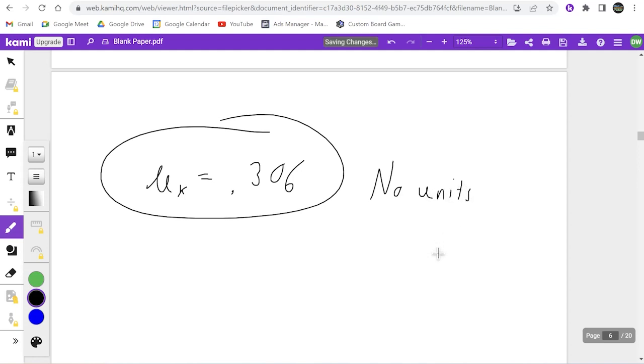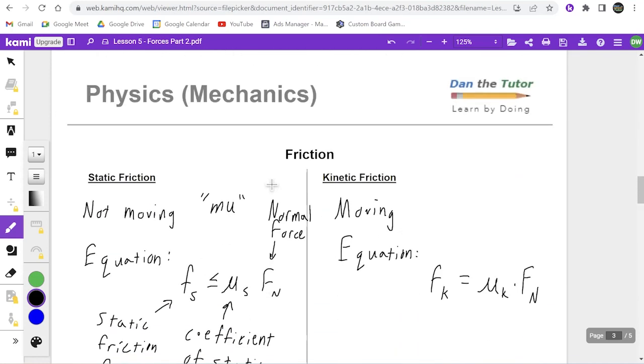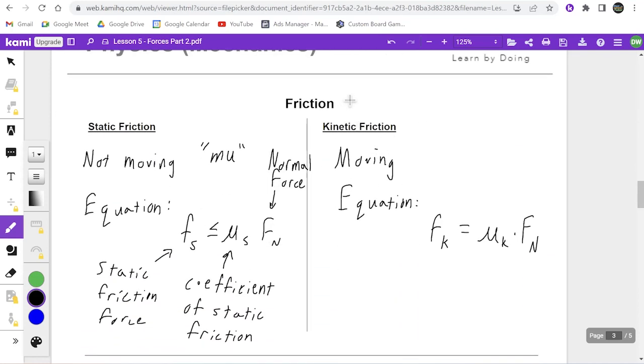And there's a reason why. Basically, it's newtons over newtons, and the newtons cancel out. But you can just remember no units. Oh, and one more thing I forgot to mention, and this is probably the most important thing, so it's a shame I forgot this. This is back to our notes on friction. This is at the very top right here next to friction. I want to tell you that friction always opposes motion.